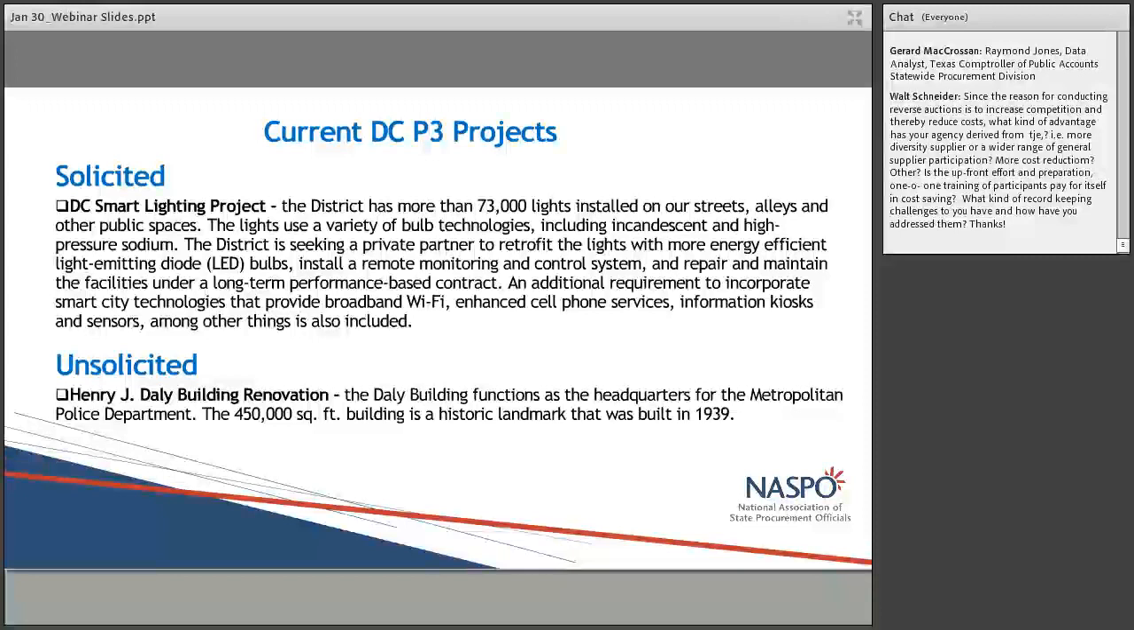And that, in a nutshell, is best practices and what we've learned and what we're going through and experiencing here in the district regarding P3 projects.